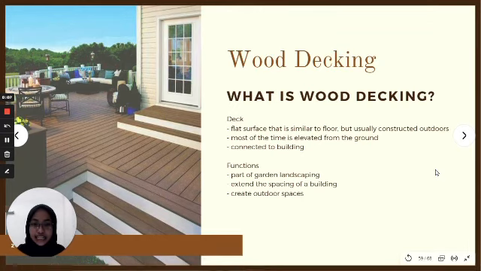So what is wood decking? A deck is a flat surface that is similar to a floor but usually constructed outdoors. Most of the time decks are elevated from the ground and also connected to a building. So what are the functions of decks? Decks are part of garden landscaping. They are also used to extend the spacing of a building and to create outdoor spaces.